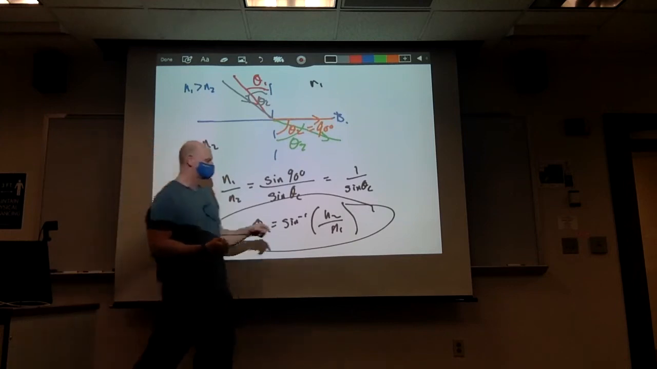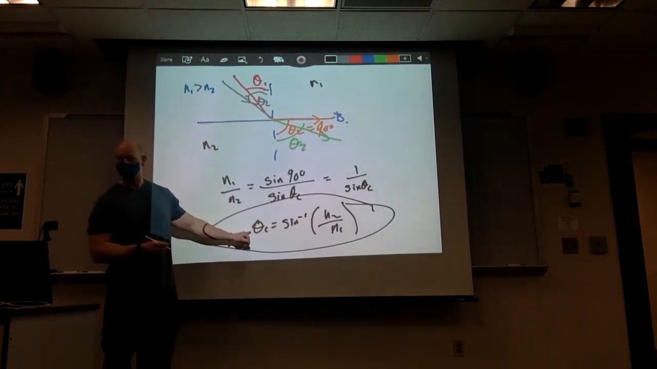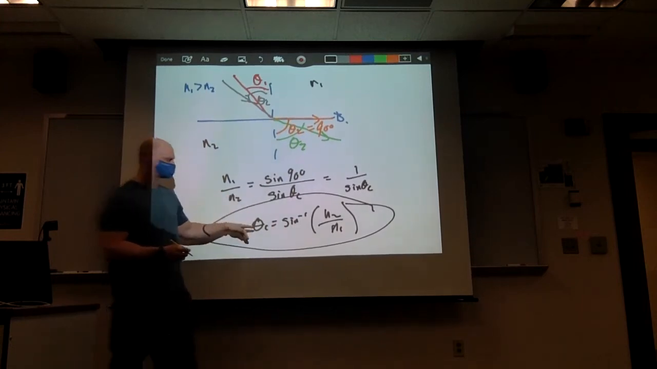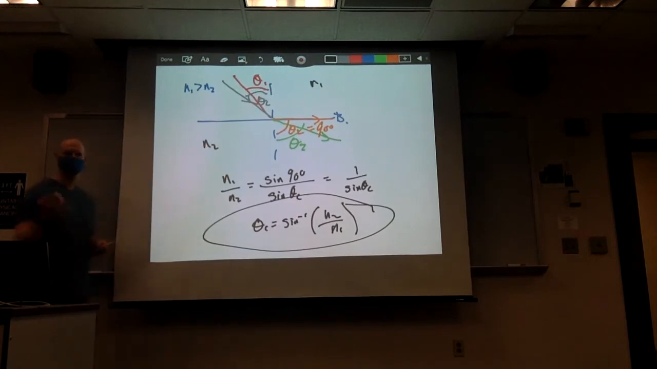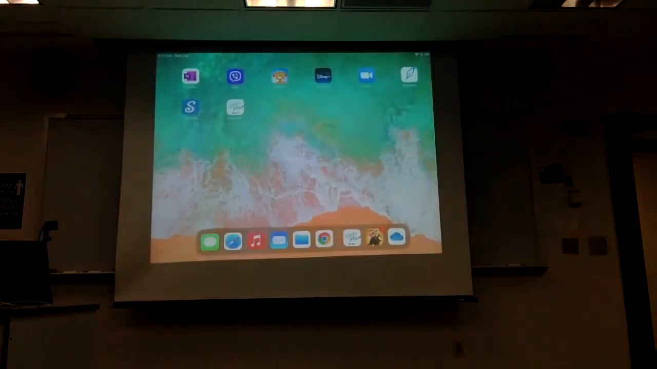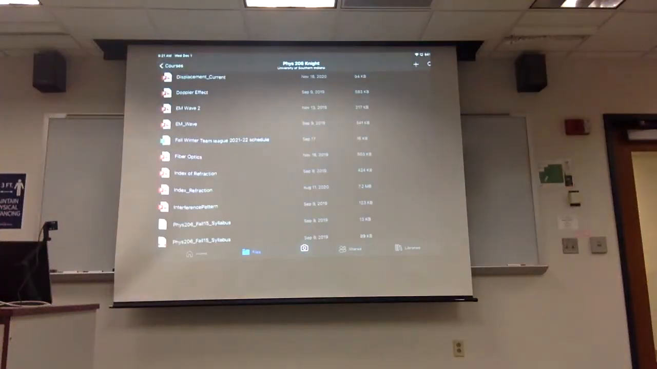So if I know the index of refraction of both mediums, I can determine exactly what this critical angle is supposed to be. And then from there, I can tune the direction at which I want the light to hit, and make sure I either get total internal reflection or I get refraction. Depends on what it is that I want. Now, when do I ever want total internal reflection? Well, I want that if I'm dealing with something like fiber optics.